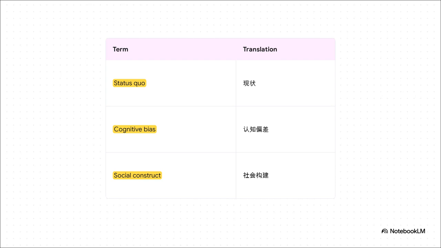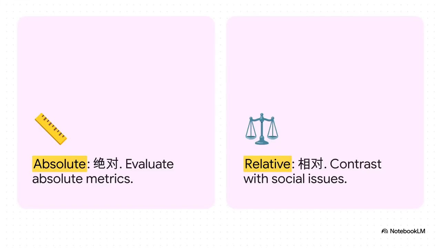Social construct, 社会构建. A perfect term to demonstrate deep societal understanding when you're neutrally discussing shifting gender roles or changing workplace expectations. Another powerful contrast here. Absolute, 绝对. Use this to describe undeniable, fixed metrics, like a strict national poverty line. Relative, 相对. Contrast it with this term to explain how experiences change based on regional context.